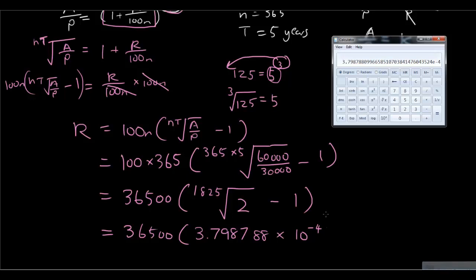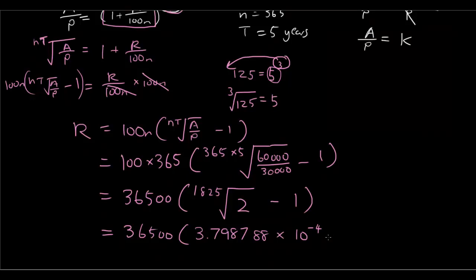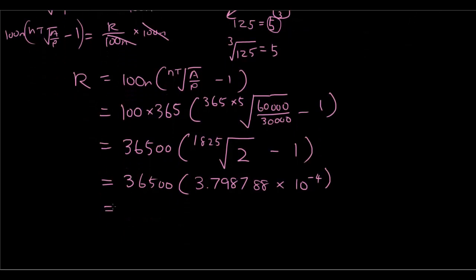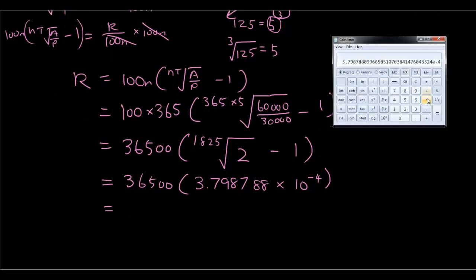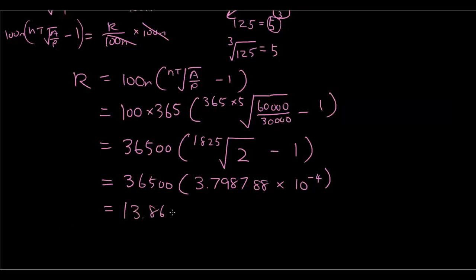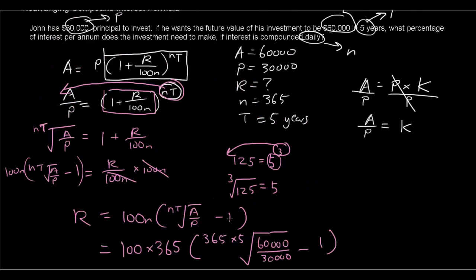Let me just do that again. 2, root button, 1825 minus 1. Yep, I did. Okay, so now the only thing that's left is to multiply by 36,500. So I can just do that here. So times 36,500, and that's 13.865% per annum, which is what we wanted.